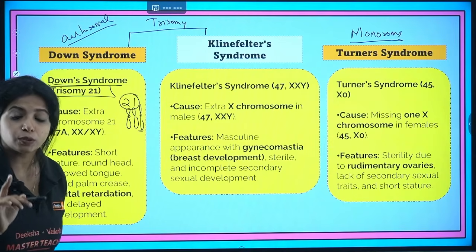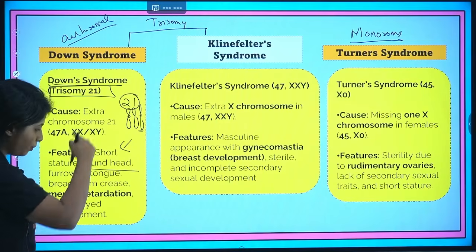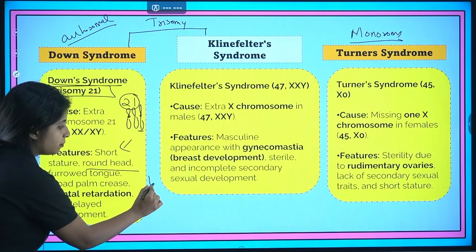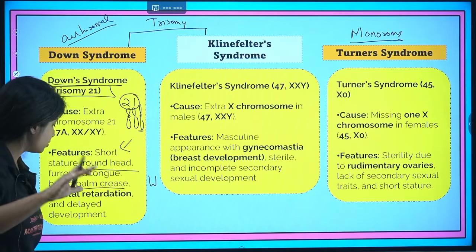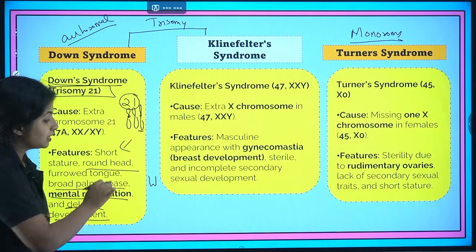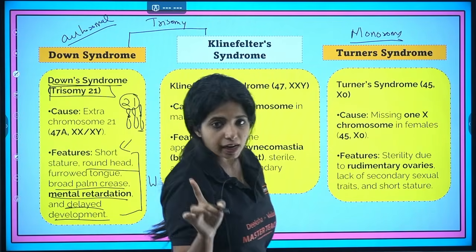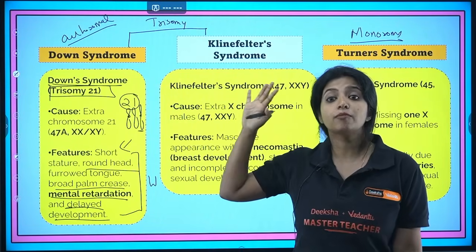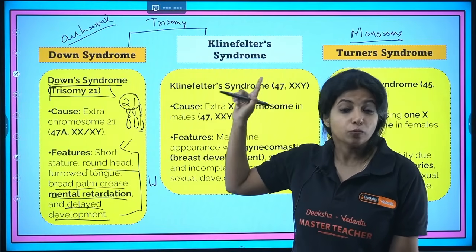And what are you going to see as features or symptoms? Short stature, very short height, round head, furrowed tongue. The tongue will have a little furrow like this. Broad palm crease, mental retardation and delayed development. These symptoms are super important for you to remember. Delayed development, mental retardation, short stature, round head, broad palm crease. This is autosomal trisomy.